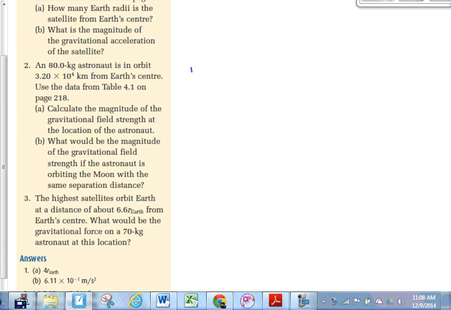So we're going to say R is 3.20 times 10 to the 7 meters. Why did I do that? 10 to the 7 meters. I don't want to be in kilometers. I never want to use kilometers unless I'm dealing with v equals d over t. Always be in those base units.